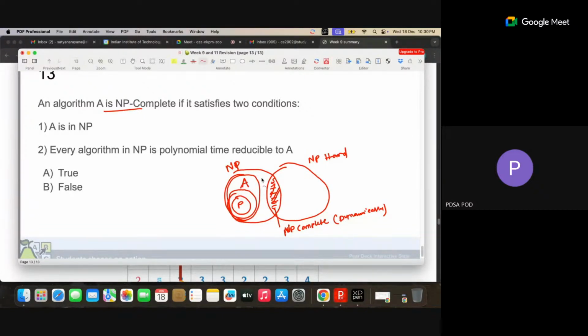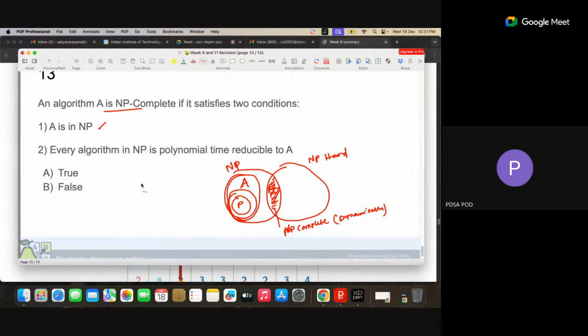Maybe A is located here, which means it might be in the intersection area of NP-hard and NP. No issue, because A has the combined features of NP-hard and polynomial time. So A is in NP, that's true. Every algorithm in NP, along with A, some algorithms are also there, no? Clear?